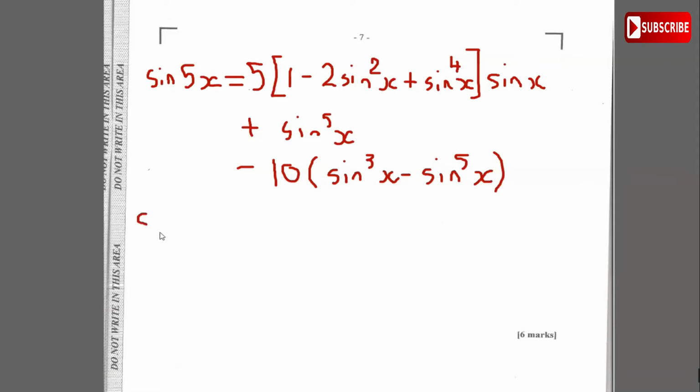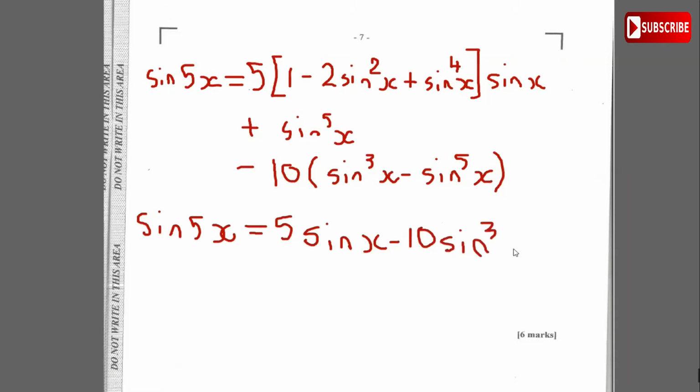So let's simplify it. Simplifying this expression, we're going to get that sine 5x is equal to 5 times 1 times sine x, which is 5 sine x. That part becomes 5 sine x. Then 5 times minus 2 is minus 10 times x, which is minus 10 sine cube x. Becomes minus 10 sine cube x.